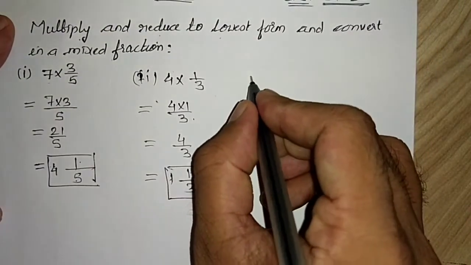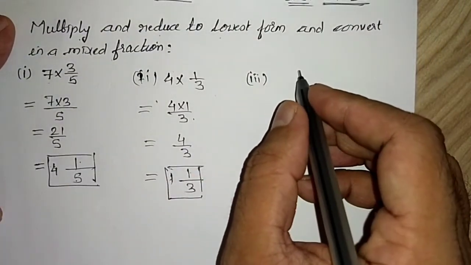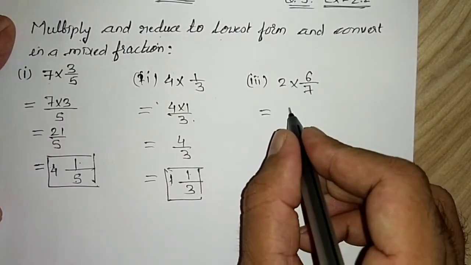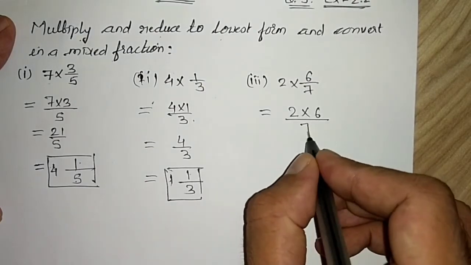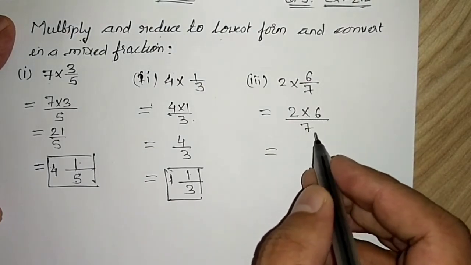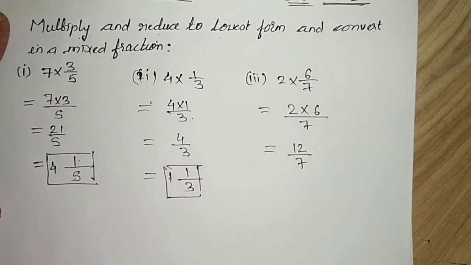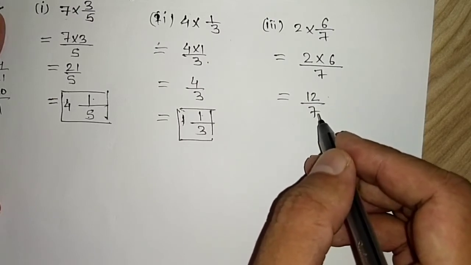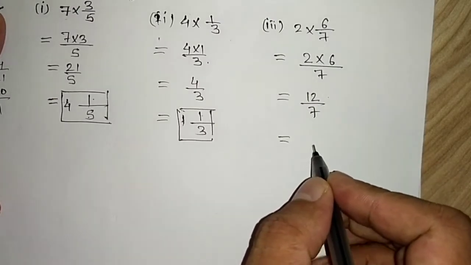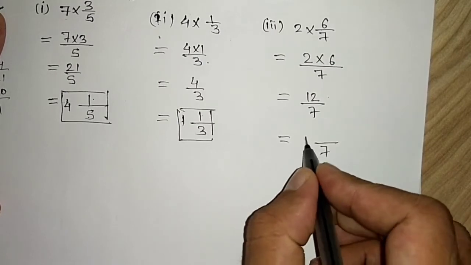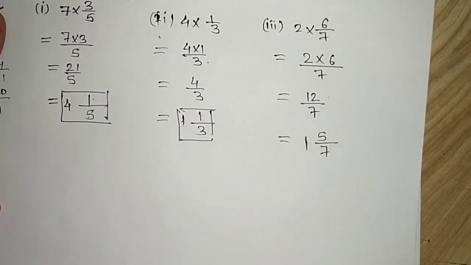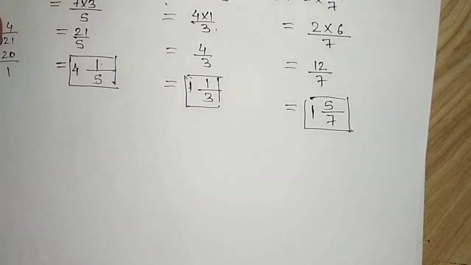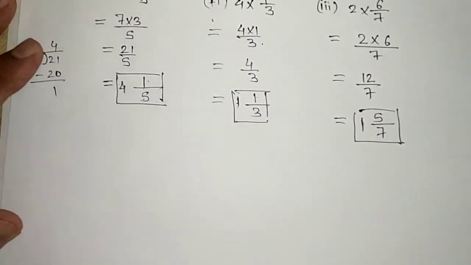Now I will take the third part. The third part says 2 into 6 divided by 7. Again same procedure, 2 into 6 divided by 7. So the answer will be 12 divided by 7. Again there is no common number between them, so it can't be reduced. This is the lowest form. So we will convert it into a mixed fraction. 7 1s are 7, 7 plus 5 will be 12. So 12 by 7 is 1 integer 5 by 7.